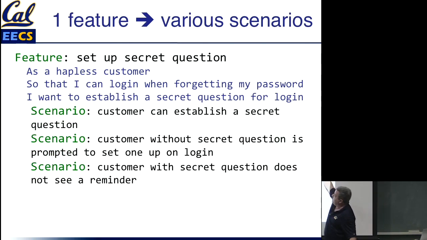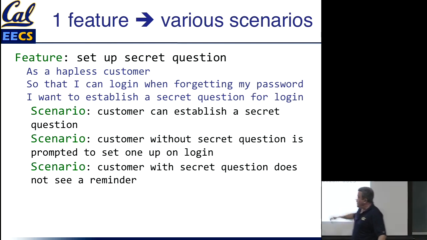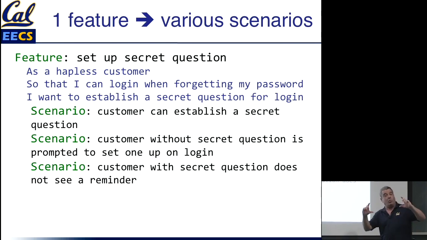The happy path is the customer can establish a secret question. A possible additional one would be if somebody has logged in and they have not set up a question yet, then they get the little reminder saying, would you like to set up a security question? And that also means that, OK, if they already have a security question, then they shouldn't see the reminder. So you get the idea, right?